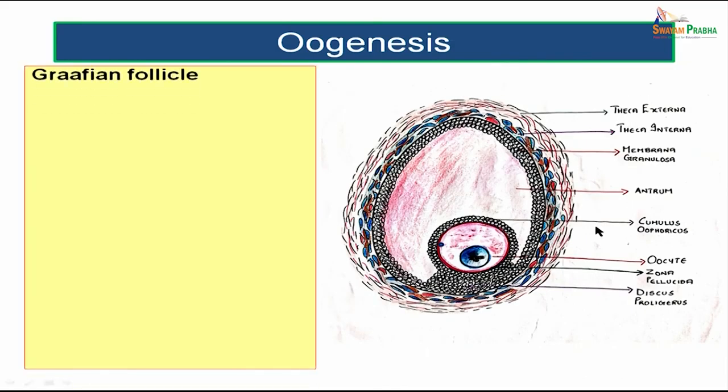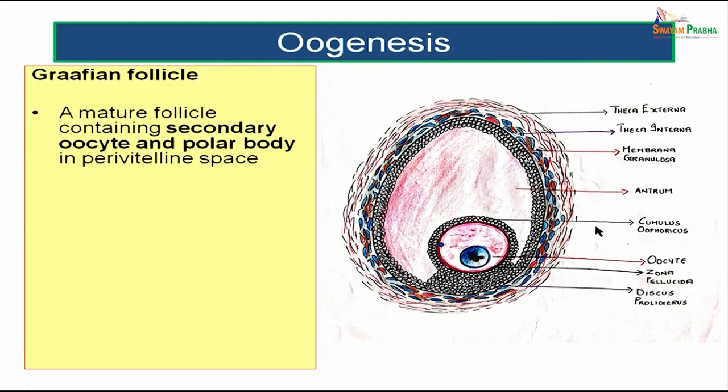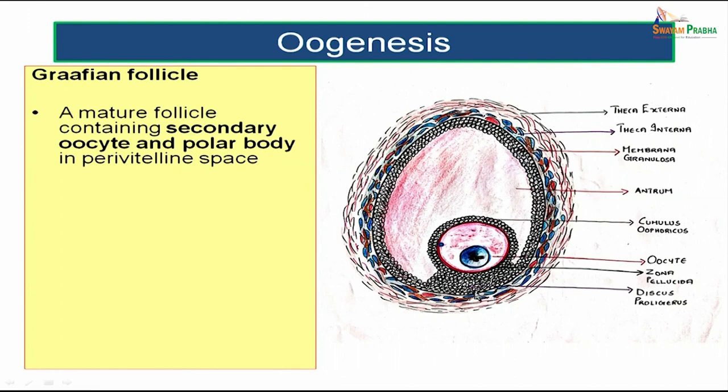And finally, the tertiary follicle will become a mature follicle, and the mature follicle is now known as the graafian follicle. The graafian follicle is a very important short note for any university exams; this is a favorite topic for the examiners. So what do you mean by a graafian follicle? This is just a diagrammatic representation of the graafian follicle. It is a mature follicle containing a secondary oocyte.